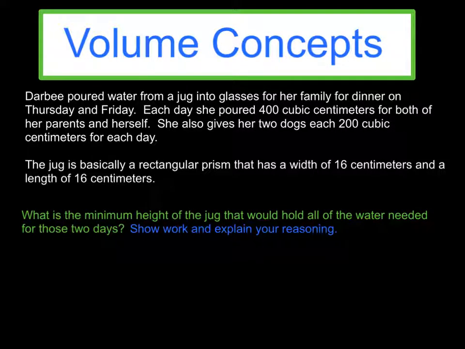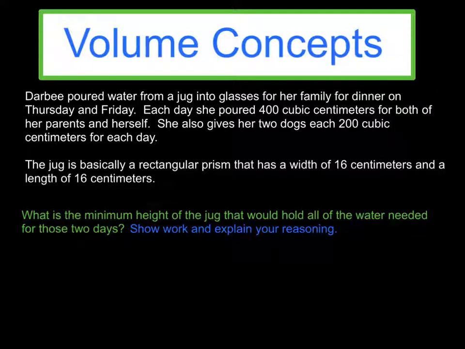Today we'll be applying some volume concepts. We have a situation here. Darby poured water from a jug into glasses for her family for dinner on Thursday and Friday. Each day she poured 400 cubic centimeters for both of her parents and herself. She also gives her two dogs each 200 cubic centimeters for each day.